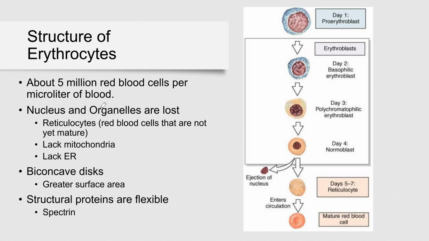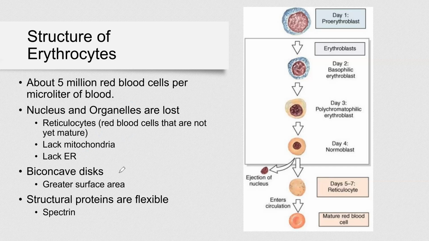Interesting that the nucleus and organelles of red blood cells are lost. This is because you need more space to carry oxygen, right? It's also the lack of mitochondria, because you don't want mitochondria, otherwise you're going to use that oxygen within the cell, and the lack of ER. So that's what it says. Most organelles are lost. Reticulocytes are red blood cells that are not mature yet.